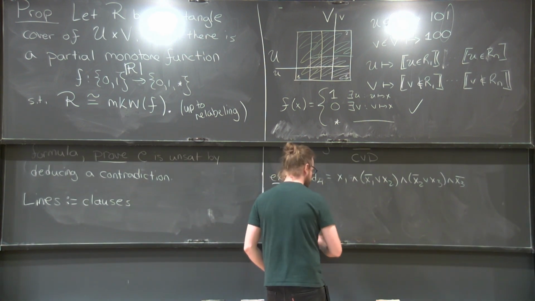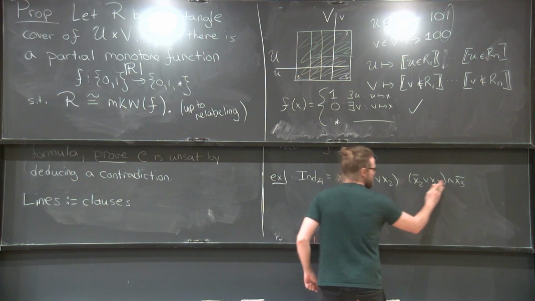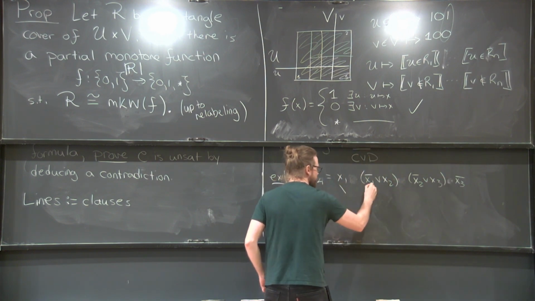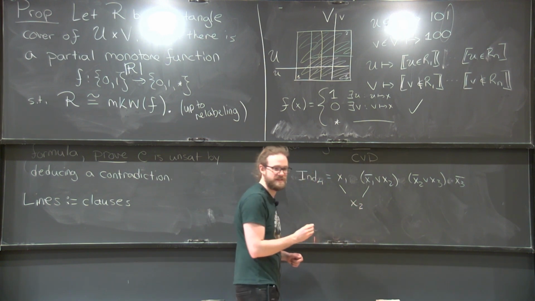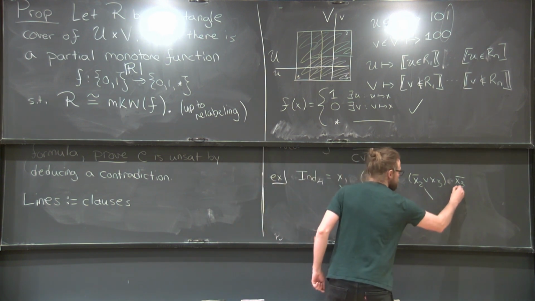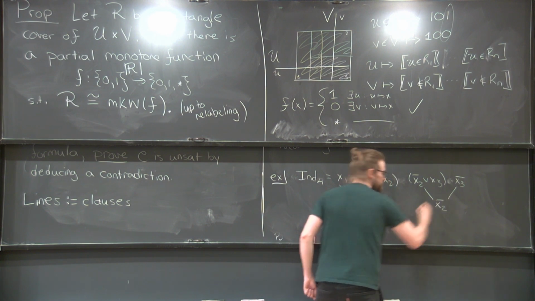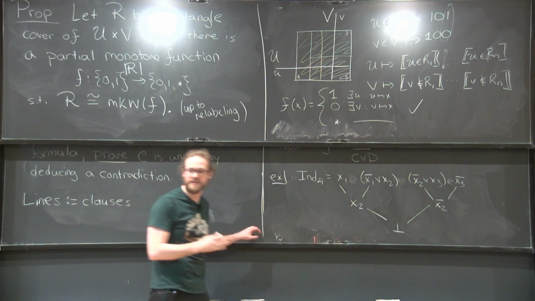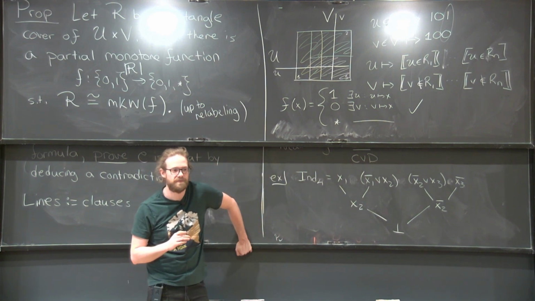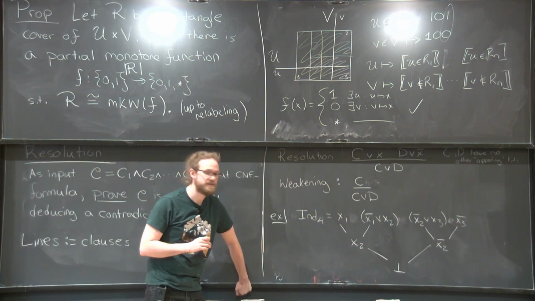Well, how can we refute this using resolution? Well, it's pretty easy. We just resolve these first two terms on x1, and we'll end up with the clause that just contains x2. We'll resolve both of these on x3 and get not x2. And then we resolve both of these, and we get the empty clause, which has no satisfying assignments, and so it's a contradiction. Does that make sense?